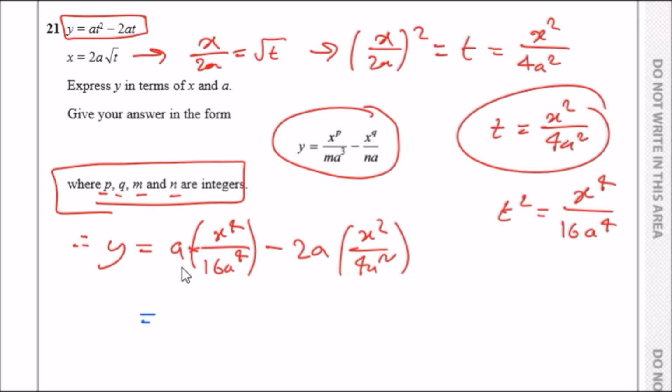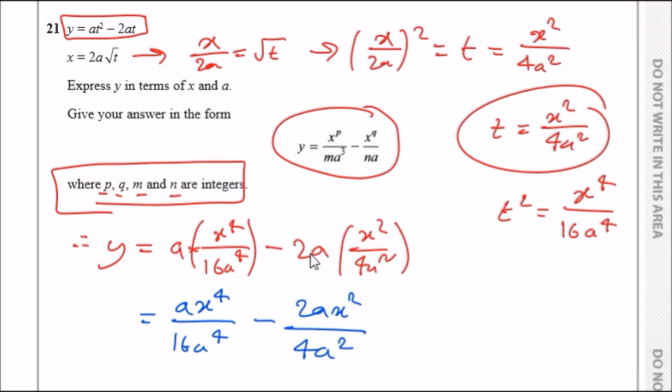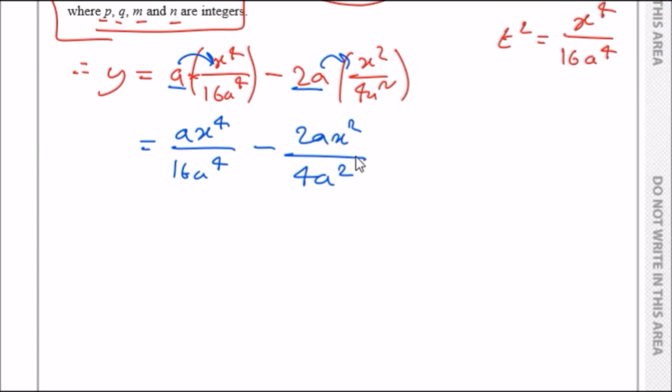So combining this, we should have a times x to the power 4, so you can have ax to the power 4 over 16a to the power 4, minus 2a times this, which would be 2ax squared over 4a squared. So basically you just stick the term on the top line for both of them, so they both go here. So that's how it works. A whole number times a fraction is multiplied to the top only.